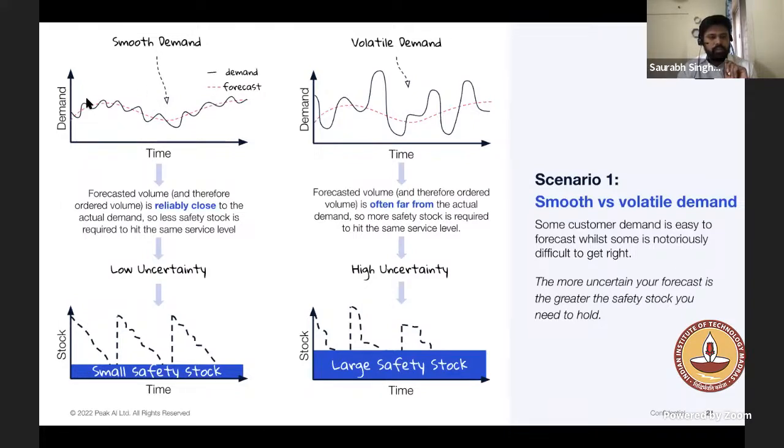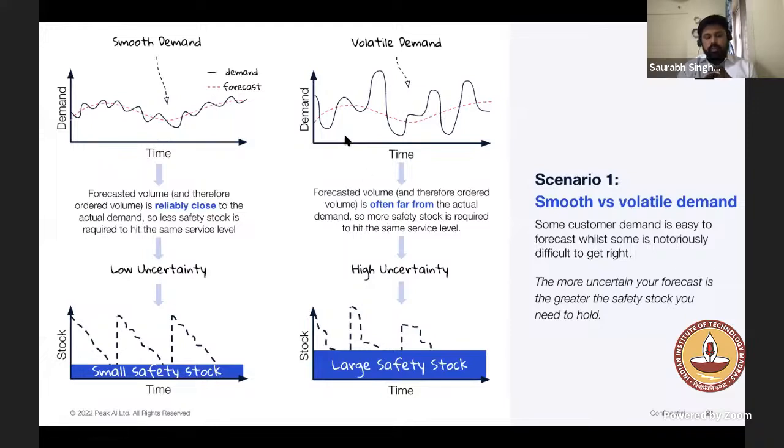For example, look at this diagram on the left side, where your demand is very smooth. The dotted line gives you the forecasted demand, and the black line gives you the actual demand. So this looks to be pretty smooth. There is no variation in that. That means your forecasted volume is reliably close to the actual demand. So less safety stock is required to hit the same service level. So you can keep a very small safety stock, as mentioned in this blue bar here.